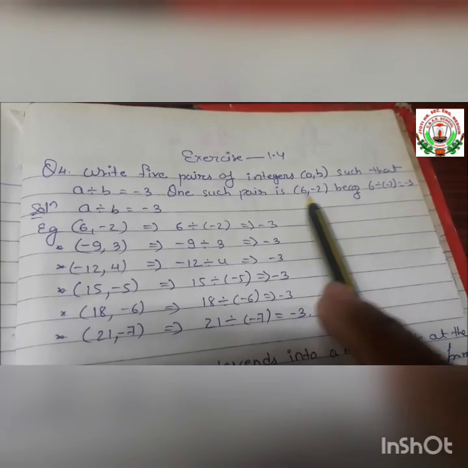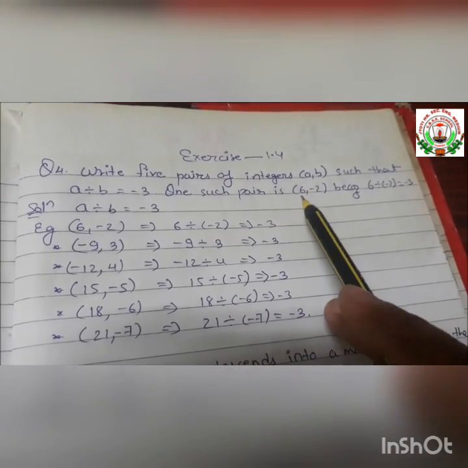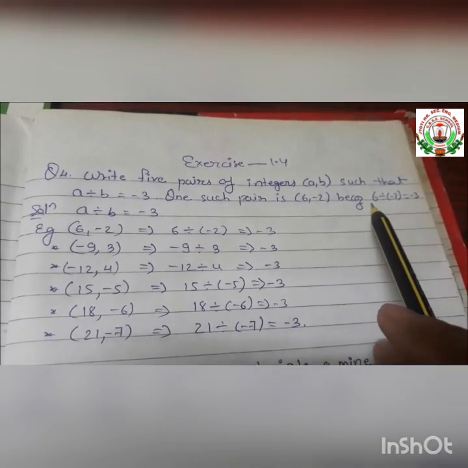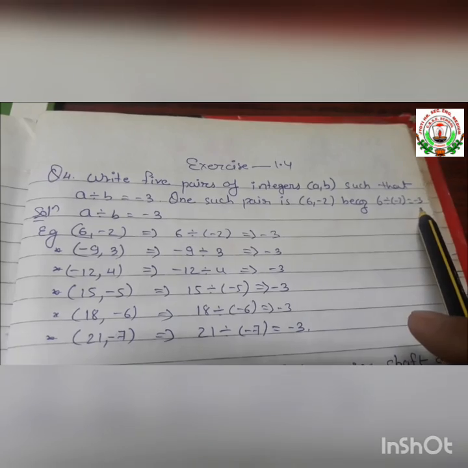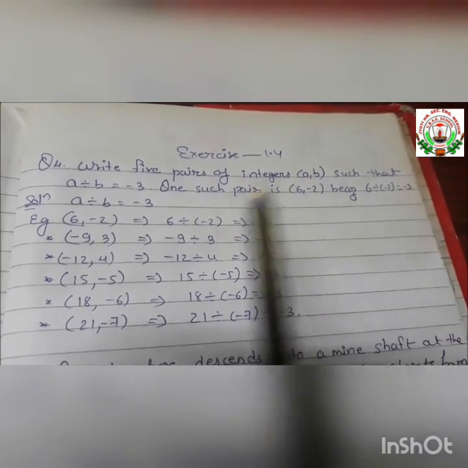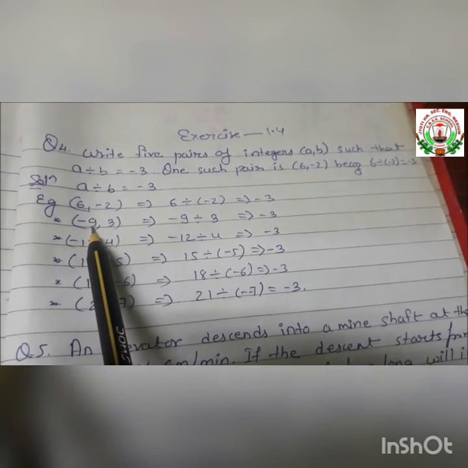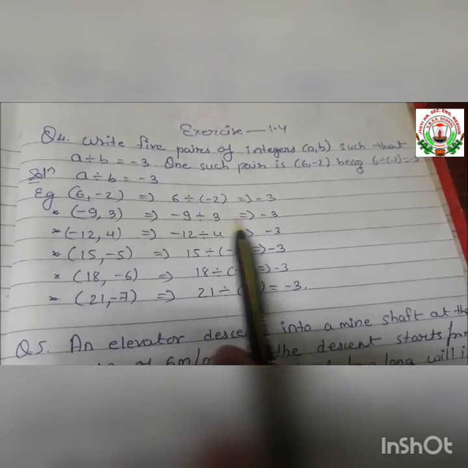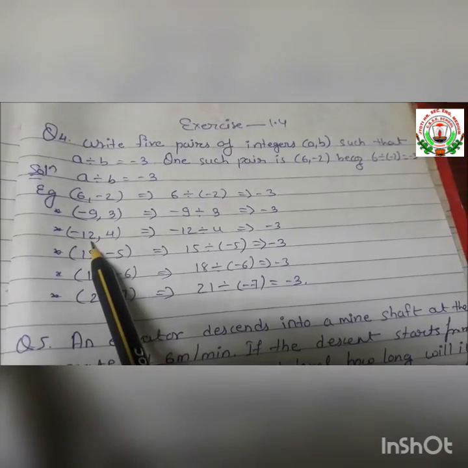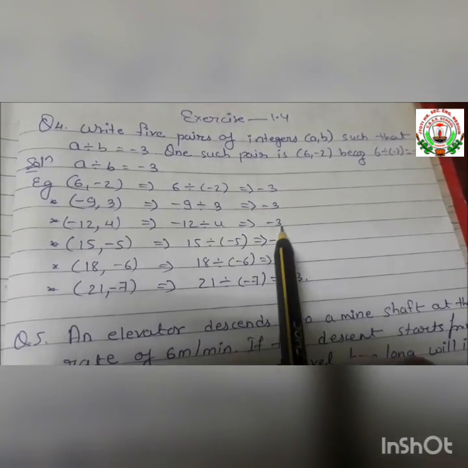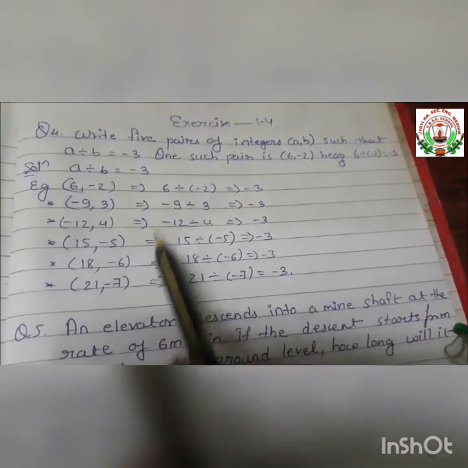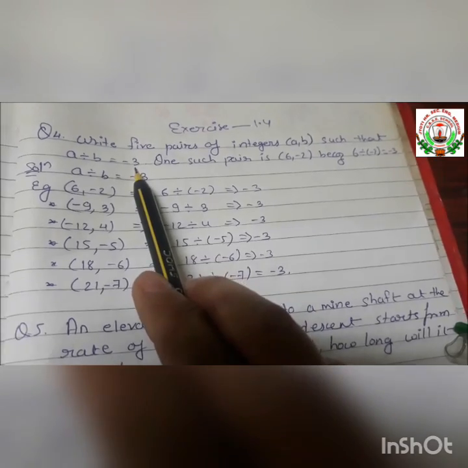Suppose A value is 6 and B value is minus 2. When you divide A by B, the answer is minus 3. How? 6 is divided by minus 2, the answer is minus 3. So in the same way, we have to create the 5 pairs of numbers. So first pair, minus 9 divided by 3, the answer will be minus 3. Minus 12 divided by 4, the answer will be minus 3. So in this way you can create pairs of numbers in order to get the answer minus 3.